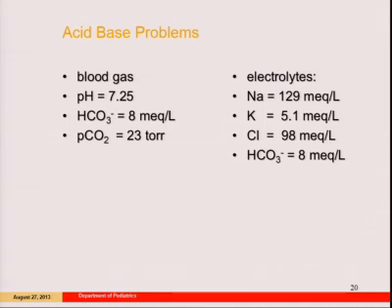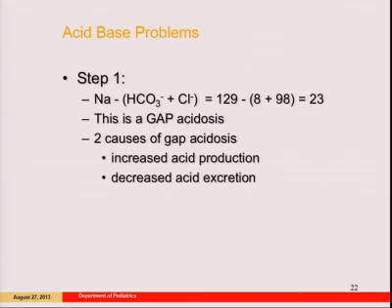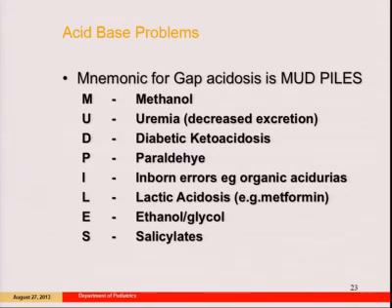Bingo. Acute renal insufficiency, salicylate intoxication, diabetic ketoacidosis are all gap acidosis. And step 1, you calculate the gap, and you get a gap of 23, which is clearly higher than normal. Two causes of gap acidosis are increased production or decreased excretion. It's really pretty easy. So you get a gap, and now you do MUDPILES.